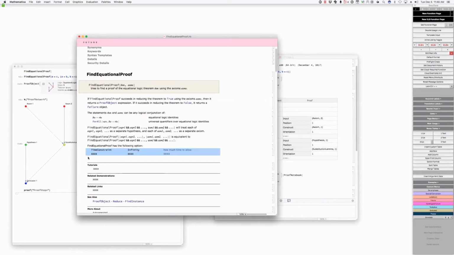So now what does it do if it runs out of the time constraint? It returns a failure object. With some kind of specification that said it was a time constraint failure or what? Yep. So there are two kinds of failure. It's either the theorem is false or it ran out of time. Okay.